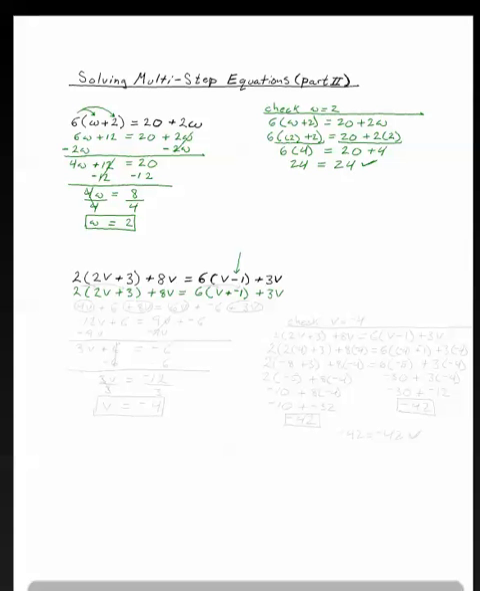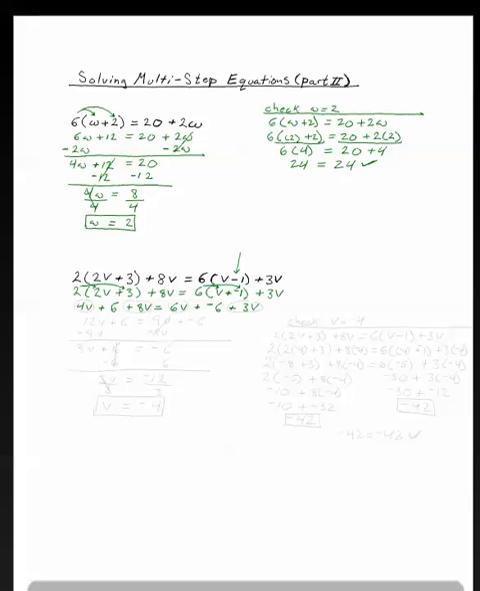plus 3v. After we've changed subtraction to addition of the opposite sign, we do our distribution. 2 times 2v is 4v plus 2 times 3 is 6 plus 8v equals 6 times v is 6v plus 6 times negative 1 is negative 6. And then we've got the plus 3v.